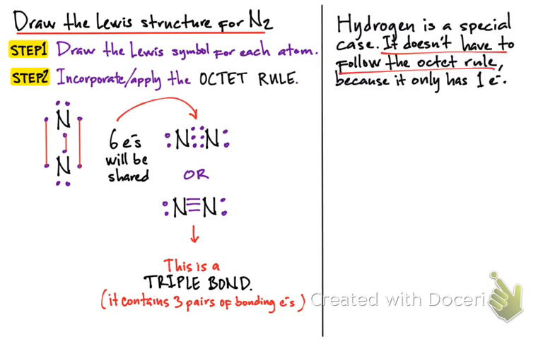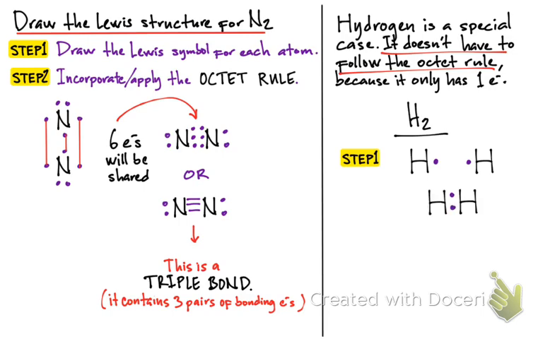You also learned that hydrogen gas is a special case, in such a way that it doesn't really follow the octet rule. Since hydrogen only contains 1 electron, the 2 hydrogen atoms in hydrogen gas can only form a single bond.